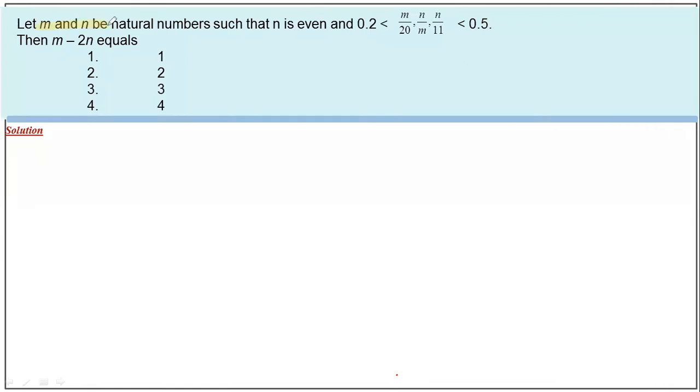Let m and n be natural numbers such that n is even and 0.2 less than m by 20, n by m, n by 11 less than 0.5. Then m minus 2n equals to which of the following?